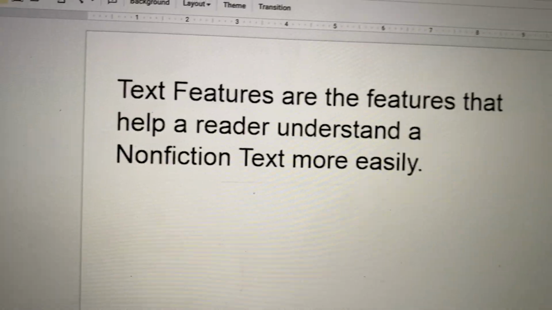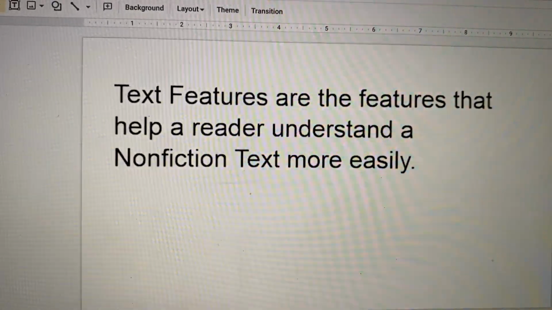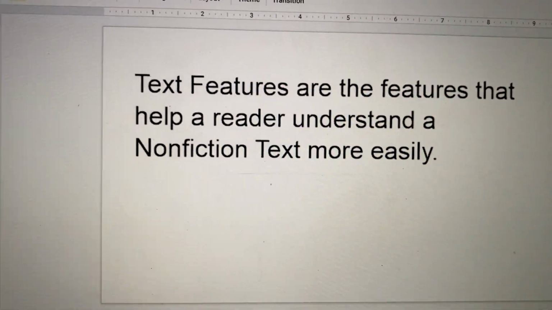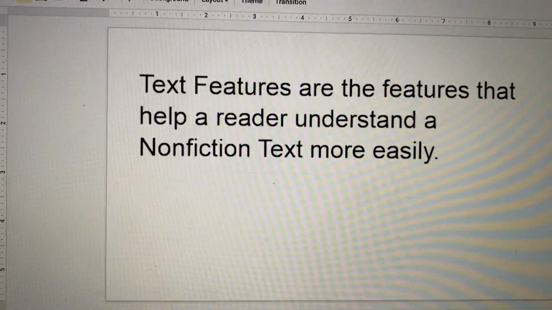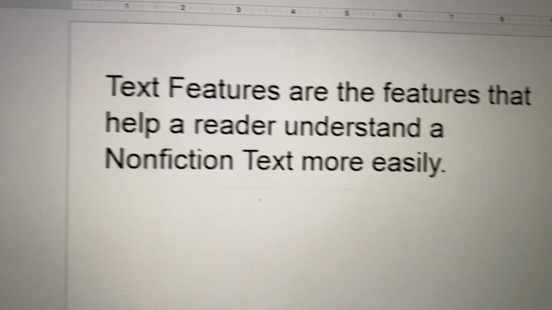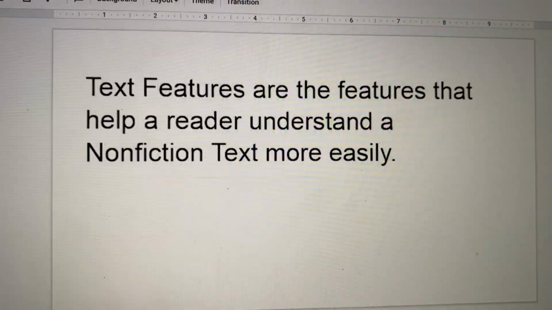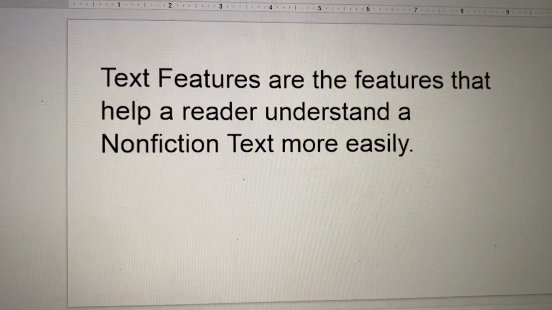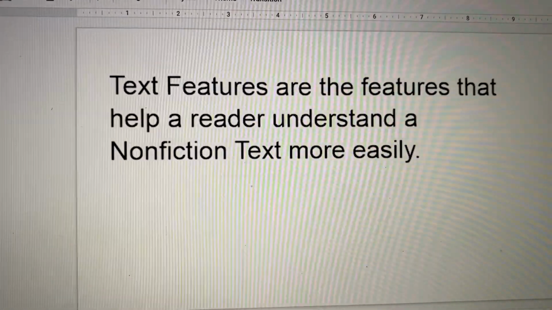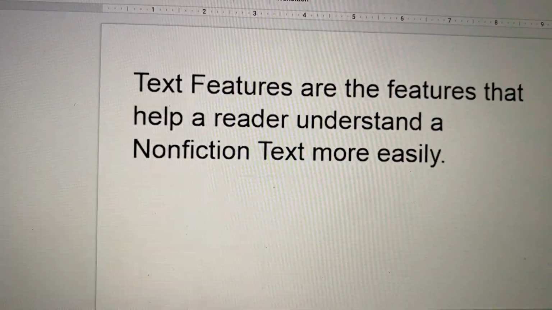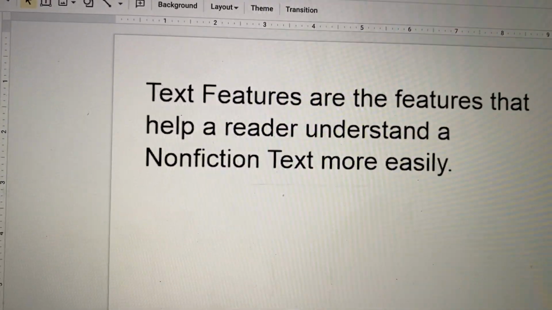So remember, text features are features that help a reader understand a nonfiction text more easily. A nonfiction text is a text that is real information, it's real facts. So typically, you find text features like the table of contents and diagram and index and headings and glossaries, all in a nonfiction book, so books that tell you real facts.